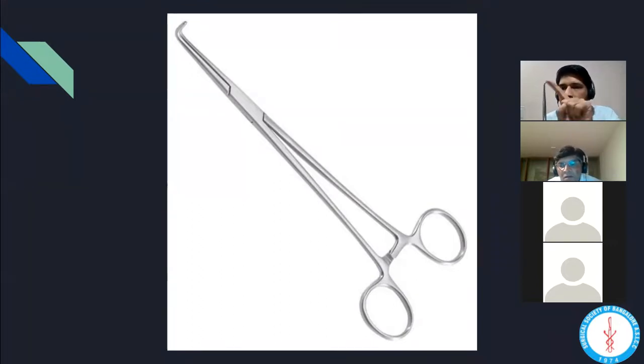The speciality is that it has a right angle at the tip. The advantage is that you can see what you're catching very clearly. And the most important point is you can get around the structure very easily.